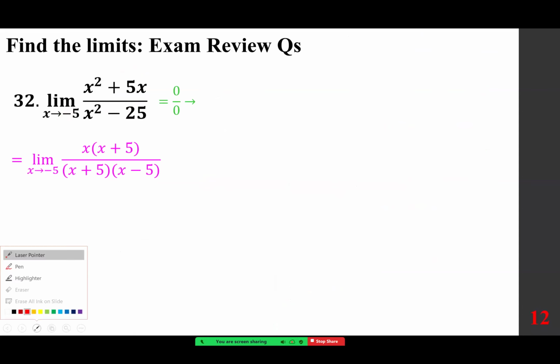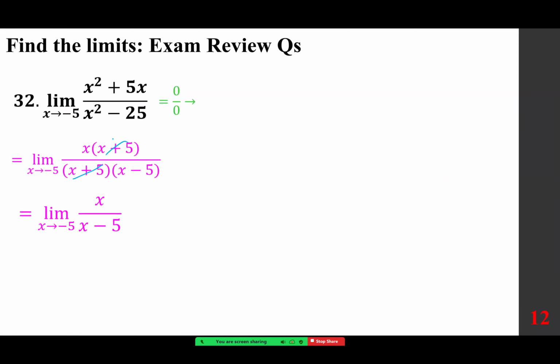We can easily factor the numerator into x times x plus 5, and the denominator into x plus 5 times x minus 5. And these two cancel each other. When we plug in negative 5, it gives us negative 5 over negative 10, or 1 half.